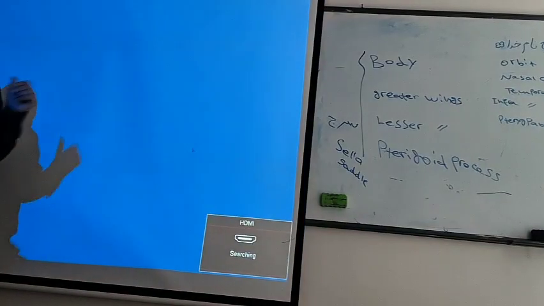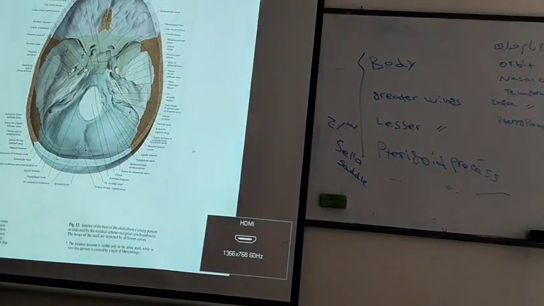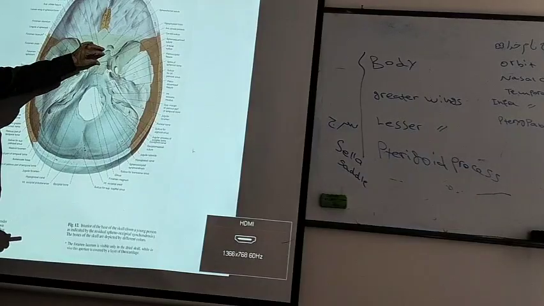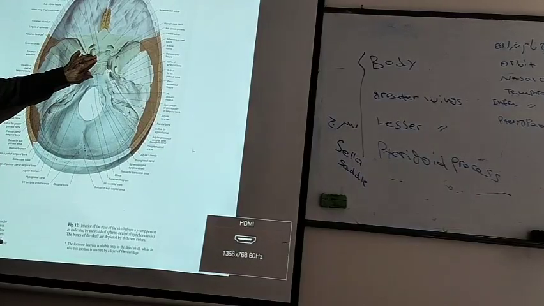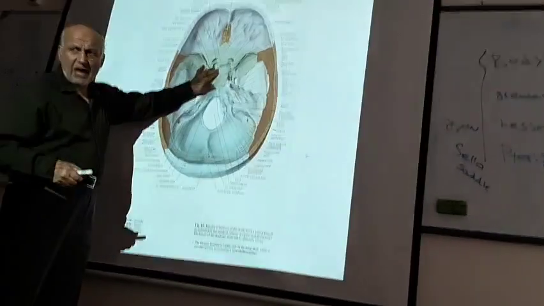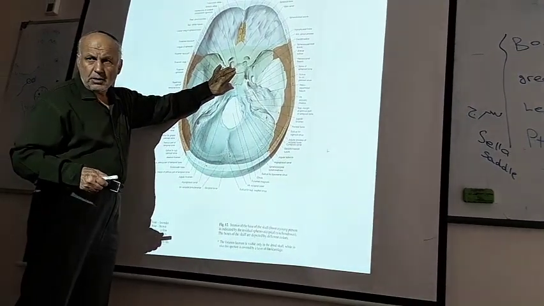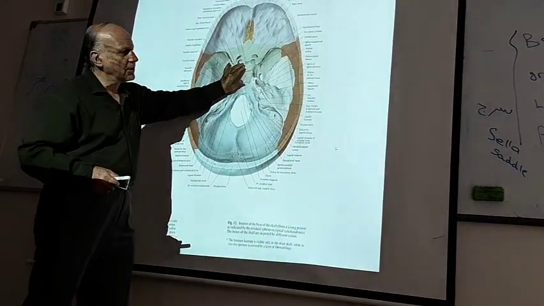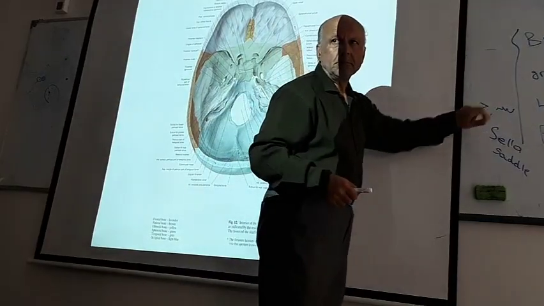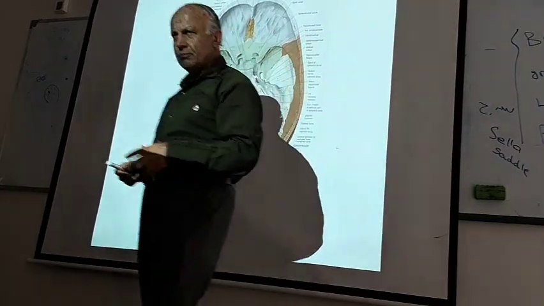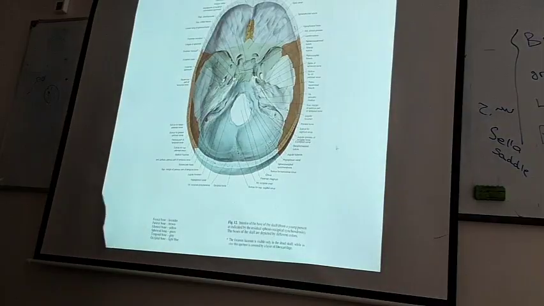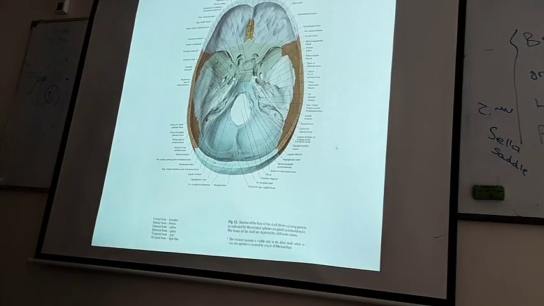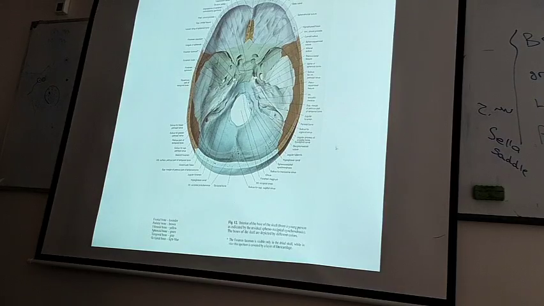Because here we have a fossa. In this fossa we have the hypophysis gland. This fossa is like a saddle. In Turkish, or the Ottoman government, here is named Turkey. This is named the Sella Turcica.